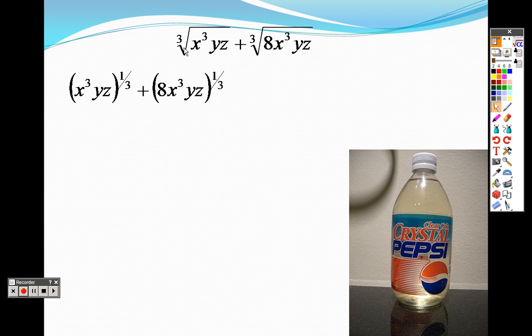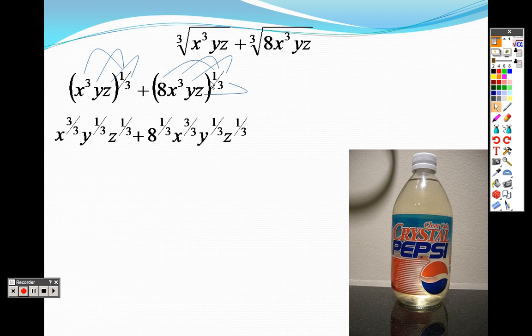The first one, I rewrote that as a third. So I'm going to take that third through to every single item. So 3/3, 1/3, z the third. This I can put that third through, so it's 3/3, third through, and the third through.